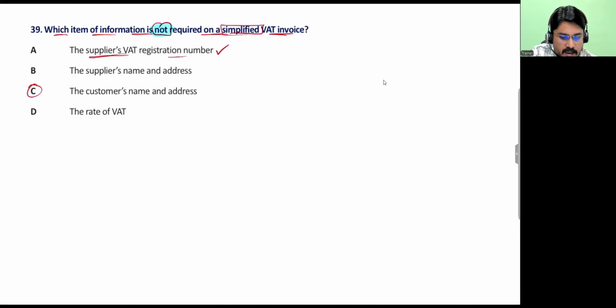So that's the answer. Supplier name, our own name will be on the invoice because we are the supplier. We are selling goods. The rate of VAT applied, yes, this is also to be mentioned on the invoice. As we are issuing a simplified invoice whose value is less than £250, the customer's name and address are not required to be mentioned on the invoice, because the value of the invoice is not that high. That's the reason we are issuing a simplified VAT invoice, and C is the correct answer. This information is not required to be shown on the VAT invoice.